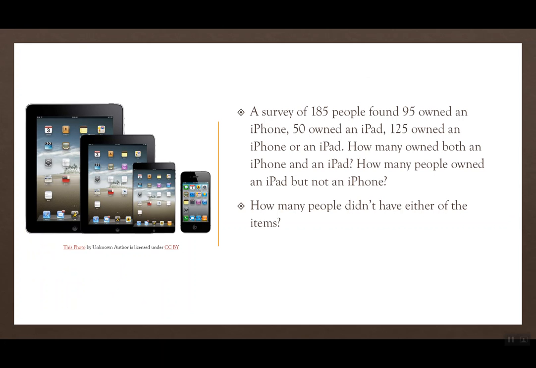So I said, a survey of 185 people found 95 owned an iPhone, 50 owned an iPad, 125 owned an iPhone or an iPad, and then I want to know how many owned both an iPhone and an iPad, how many people owned an iPad but not an iPhone, and then how many people didn't have either of the items.